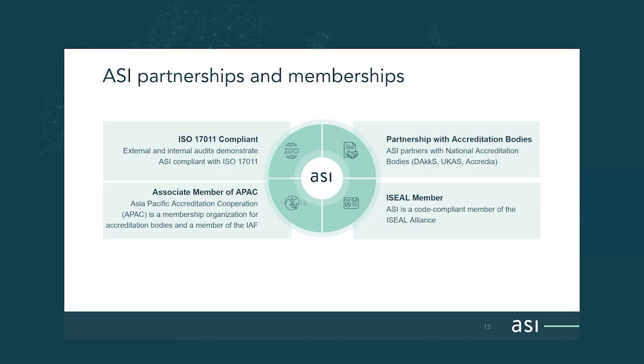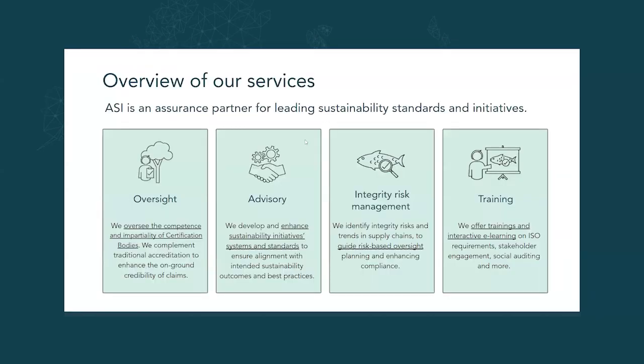I've now spoken about our history, who we are today. Now let's move on to the services that we deliver. So we deliver traditional oversight of CABs, accreditation, for example, through our global accreditation body, ASI North America. This oversight really is meant to oversee and ensure the competence and impartiality of certification bodies, CABs.